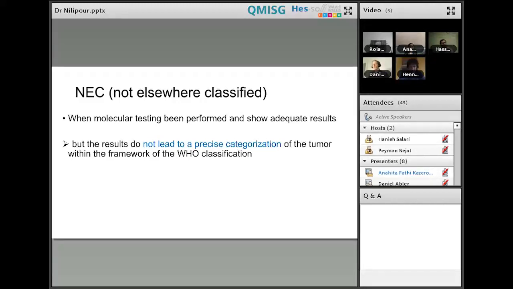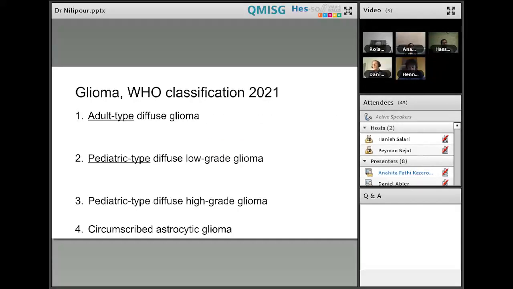So from now on, maybe you will hear the term NOS more and more from our labs. The other term is NES, which stands for not elsewhere classified, which is for brain tumors in which the molecular diagnosis and the histologic diagnosis don't fit well together. So in these cases, we can use this term, NES.